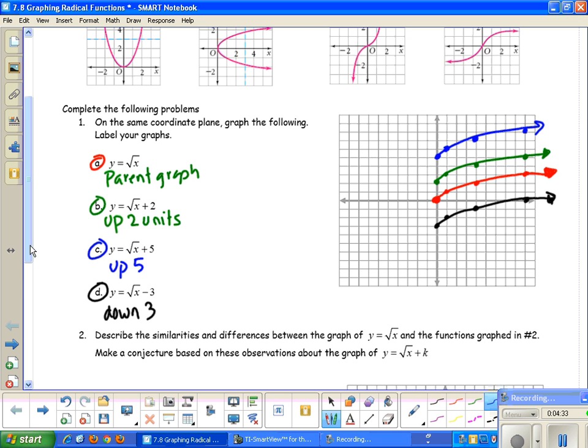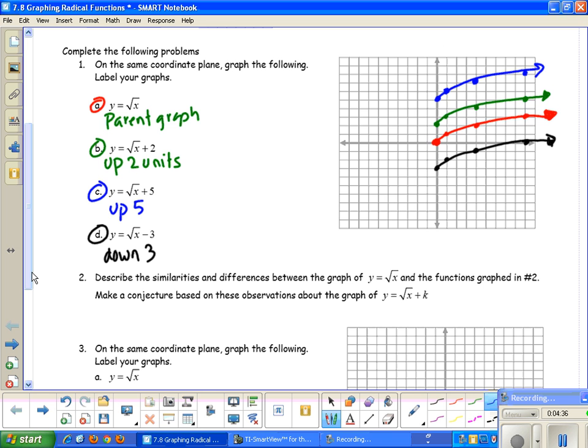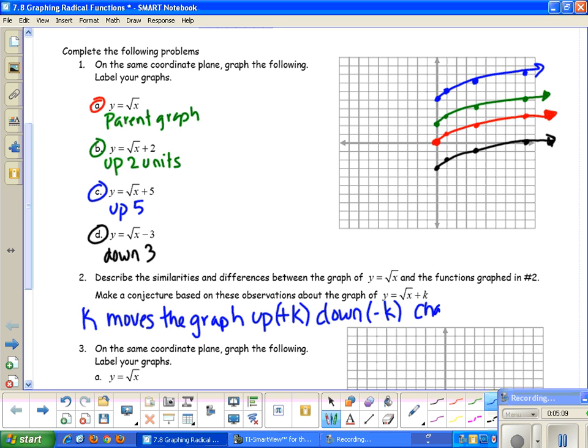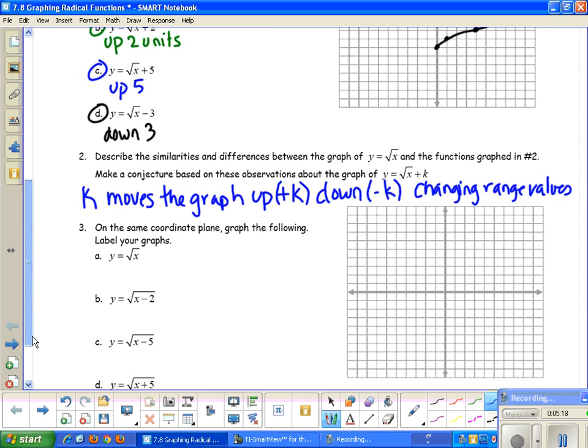So let's go ahead and make a conjecture. Describe the similarities and differences between the graph of y equals the square root of x and the function's graph number 2. Make a conjecture based upon those observations about y equals the square root of x plus k. So k moves the graph up when it's a plus k, and down when it's minus k. And notice that what are we changing? We're changing our range values. And remember, your range values are all possible y values.